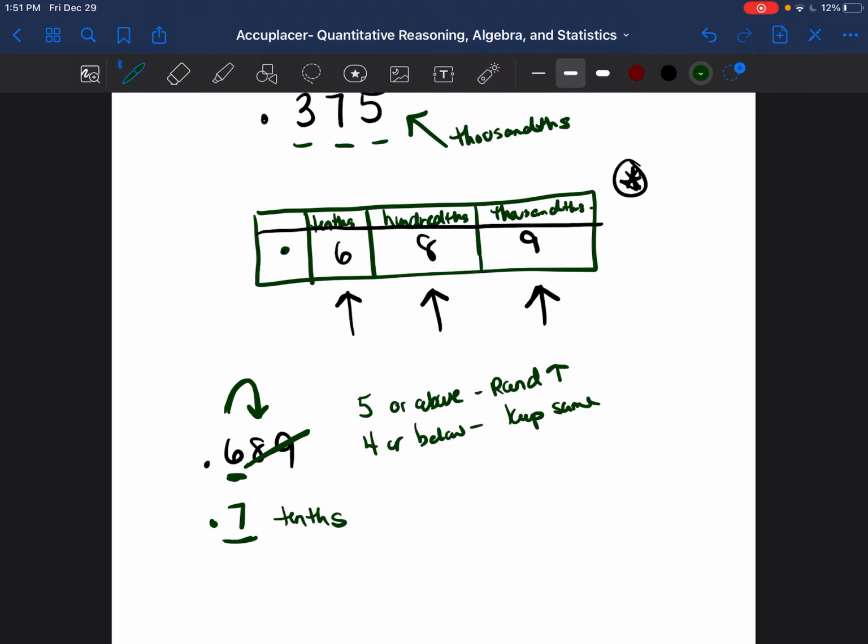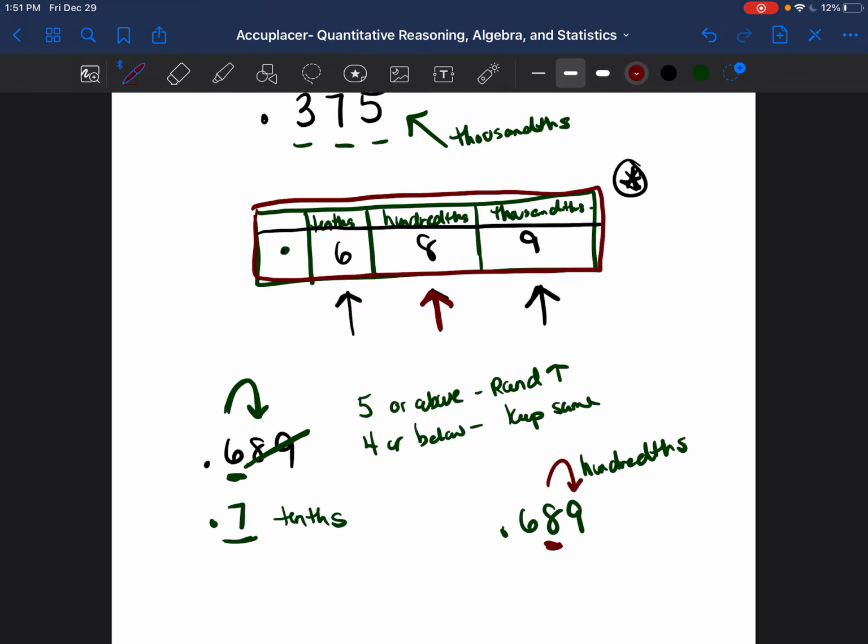So let's try this again. 0.689. Round to the nearest hundredths place. Again, we underline the hundredths place, which is the 8. We know that because we either memorize them or we use the place value chart. The 8 is in the hundredth spot. We put an arrow to our neighbor because that's the one we're either going to be able to borrow sugar from or we're not. So we look to our neighbor 9. 9 is 5 or above. So what do we have to do? We round up. So instead of coming home and still being an 8, we come home and be a 9.